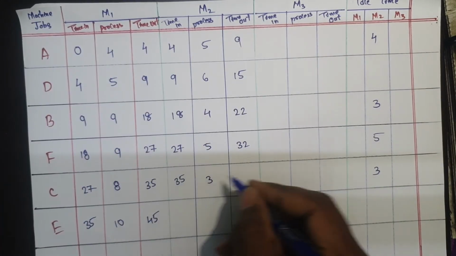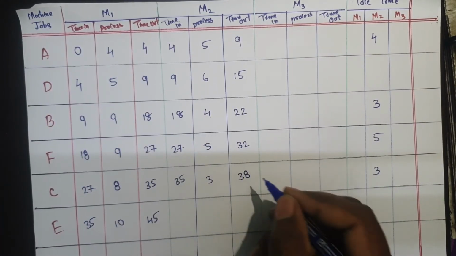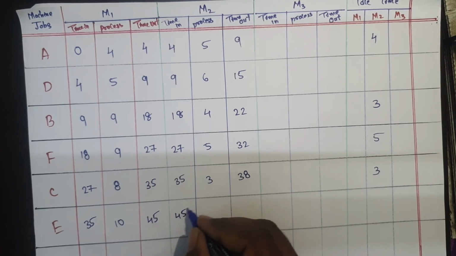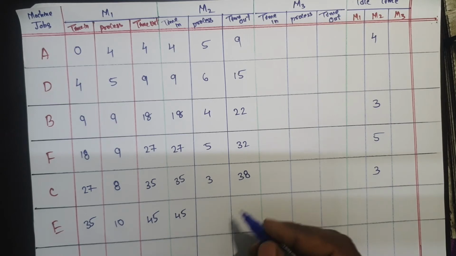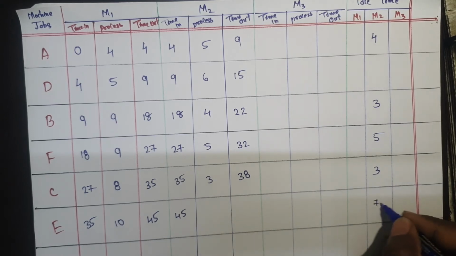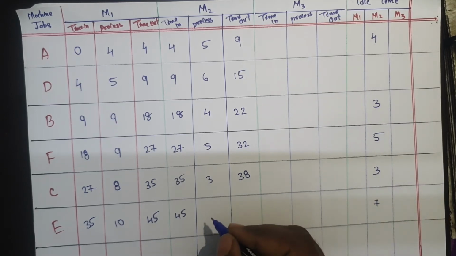3 is there. So, how much will you get? 38, but 38 you can't write here. What do you have to write? 48. How much difference are you getting? 3, 7. You are getting a difference of 7. So, that 7 you have to write here.